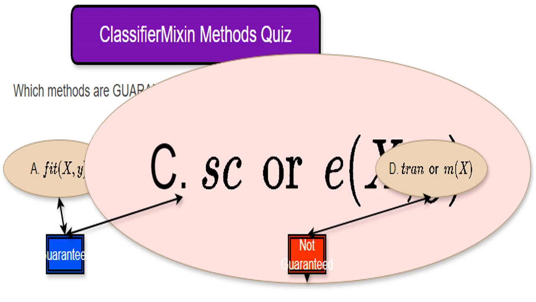The score(X, y) method is usually used to see how well your classifier performs. While it's common, it's not something that every classifier using ClassifierMixin absolutely has to have. It depends on the specific implementation of the classifier itself. Think of it as an optional performance evaluation, not a core requirement.